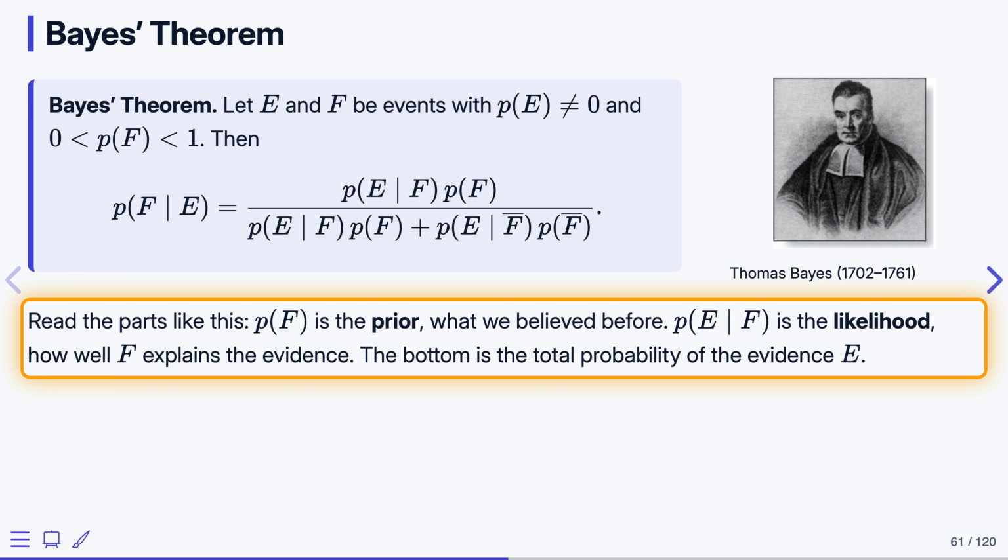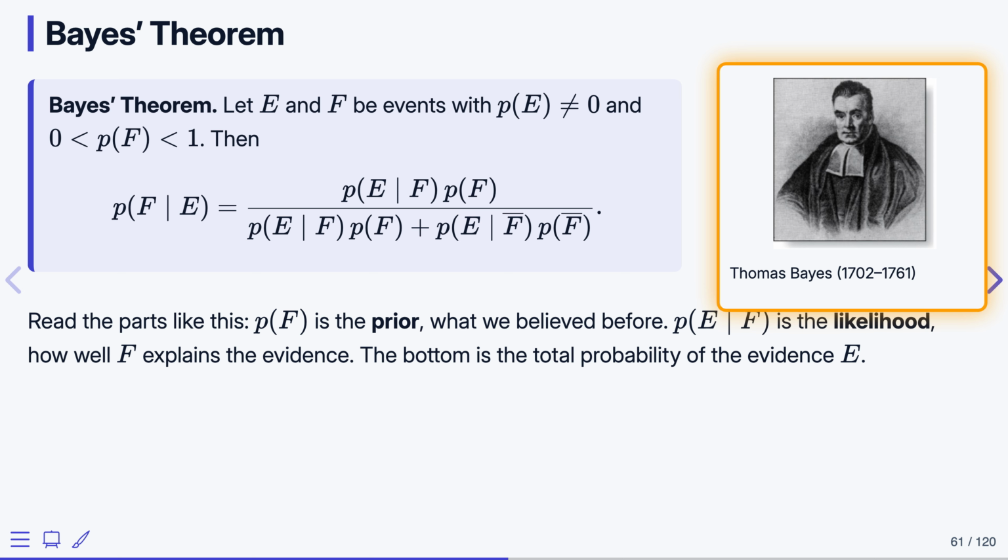P of F is called the prior. It is what we believed before any evidence arrived. P of E given F is called the likelihood. It says how well F explains the evidence we saw. The top multiplies those two. The bottom adds the same product for F and for not F, so the bottom is the total probability of seeing the evidence at all. The rule is named after Thomas Bayes. Let's use it on a concrete problem.